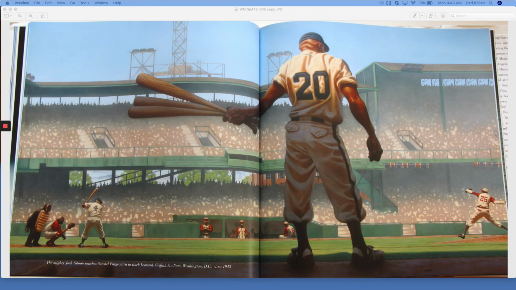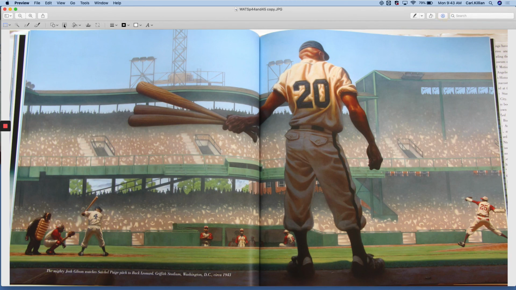On the screen, you will see two pages from our text. These are from page 44 and 45. The caption for this text can be found on the bottom. Let's look at that caption together. I'm going to zoom in.